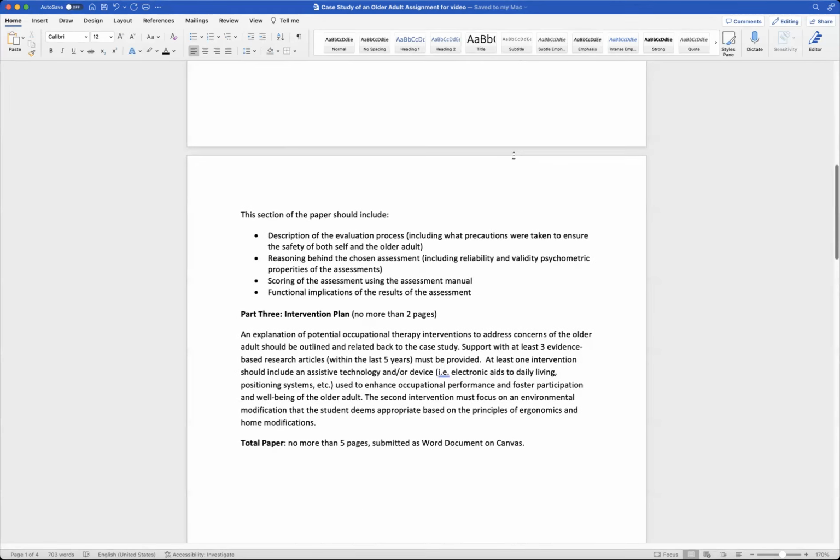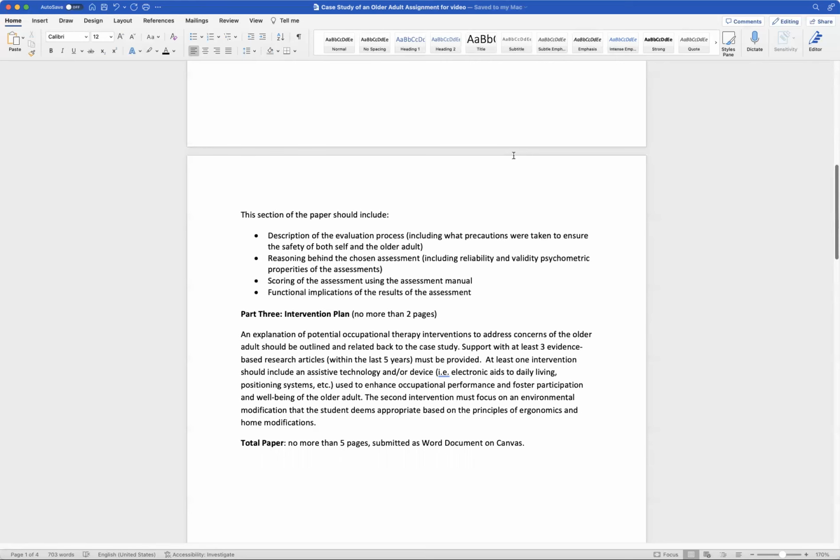This part 2 section of the paper should include a description of the evaluation process, including what precautions were taken to ensure both the safety of self and of the older adult. So this is really your part to describe, like, how did it go? What happened when you were doing the assessment with the older adult? Not necessarily the scoring, that comes later, but in this part, it's really saying, where did you complete the assessment? How did it go? Was the person open and excited about it, or were they really nervous about completing this assessment with you? And any details like that.